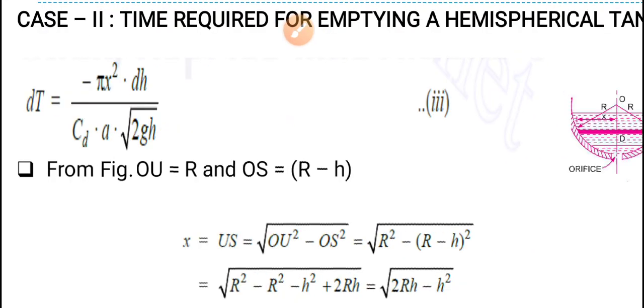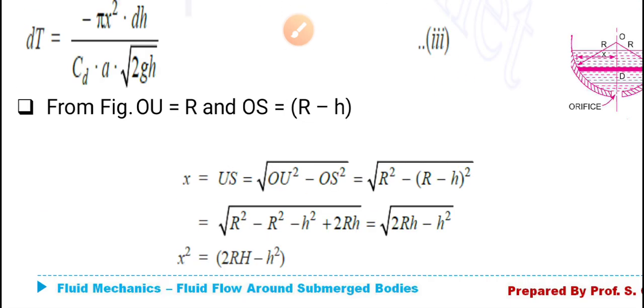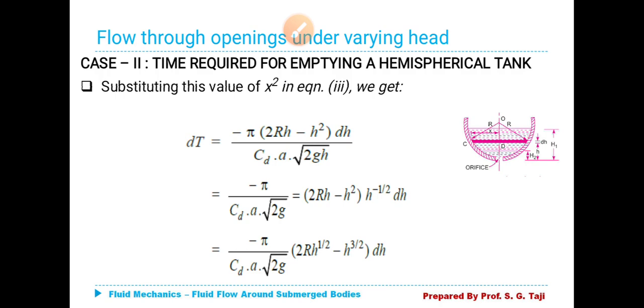Now we get dt is equal to minus pi x squared into dH divided by Cd A root 2gh, that is the general equation. Area also is in terms of h, Q also is in terms of h. Now from the figure, OU is equal to R and OS is equal to R minus h. Therefore, x squared is equal to 2RH minus h squared, where R is the radius of the hemispherical tank and small h is the head above the orifice.